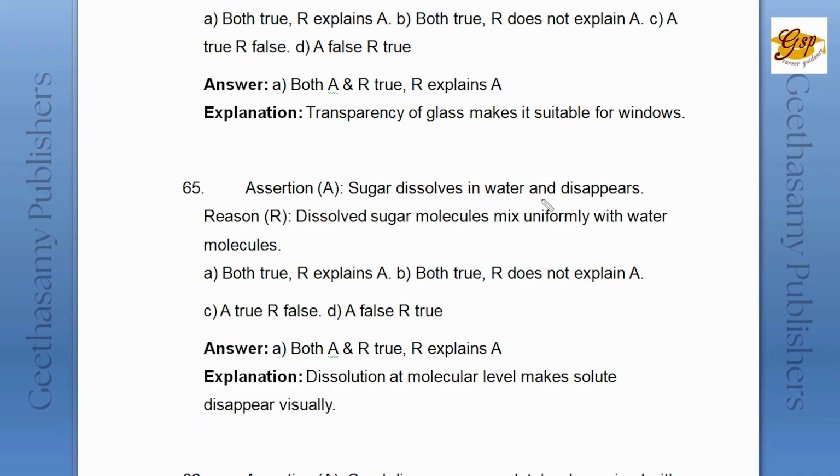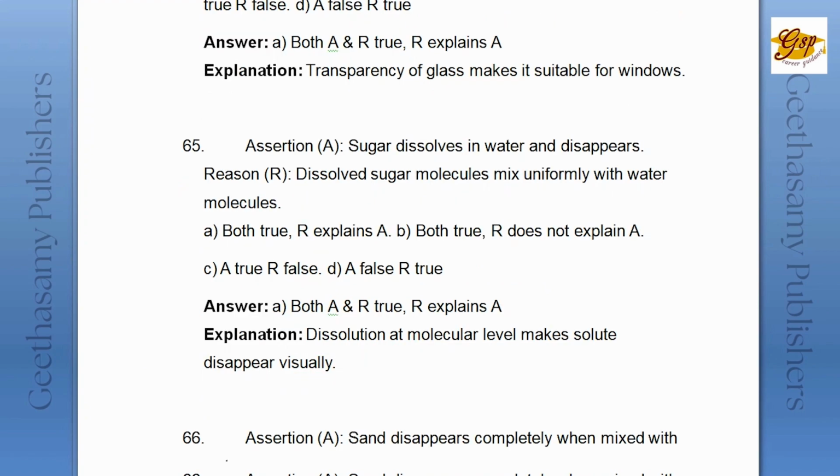65th question. Assertion: Sugar dissolves in water and disappears. Reason: Dissolved sugar molecules mix uniformly with water molecules. So both are true and R explains A; both are true and R does not explain A; A is true, R is false; A is false, R is true. The answer is both A and R are true and R explains A. The dissolution at the molecular level makes the solute disappear visually.